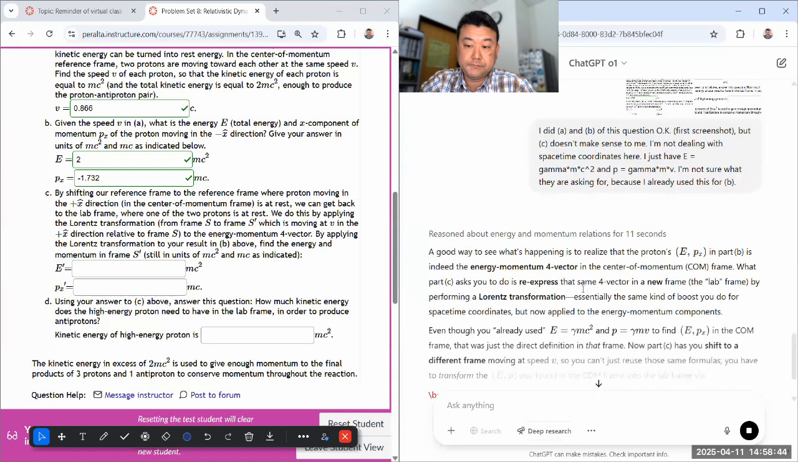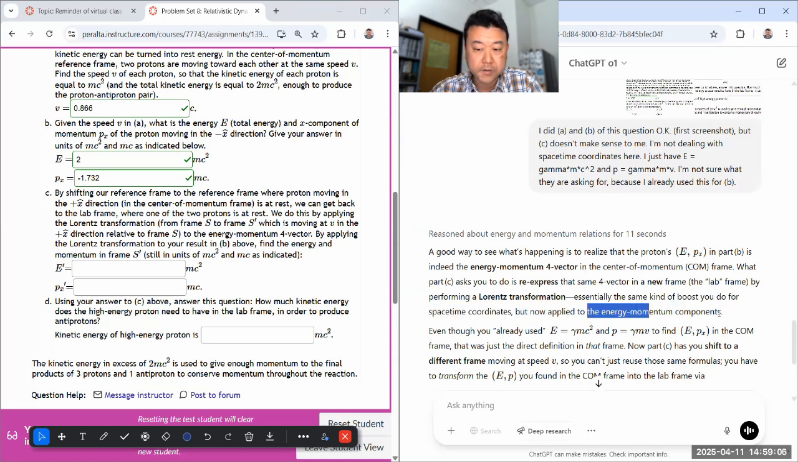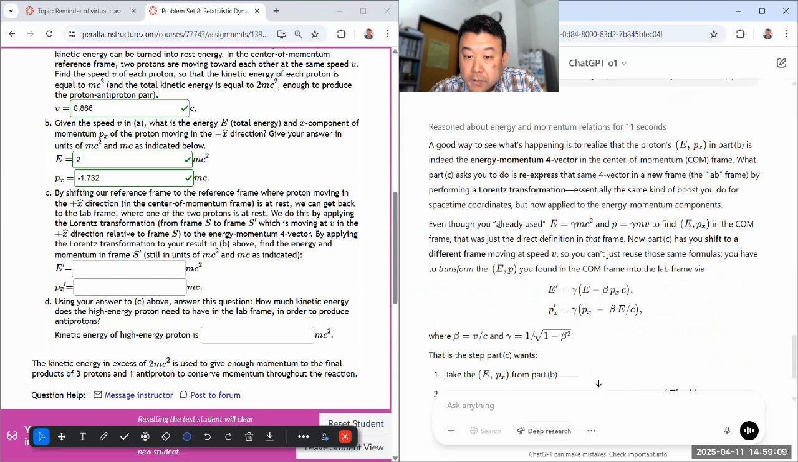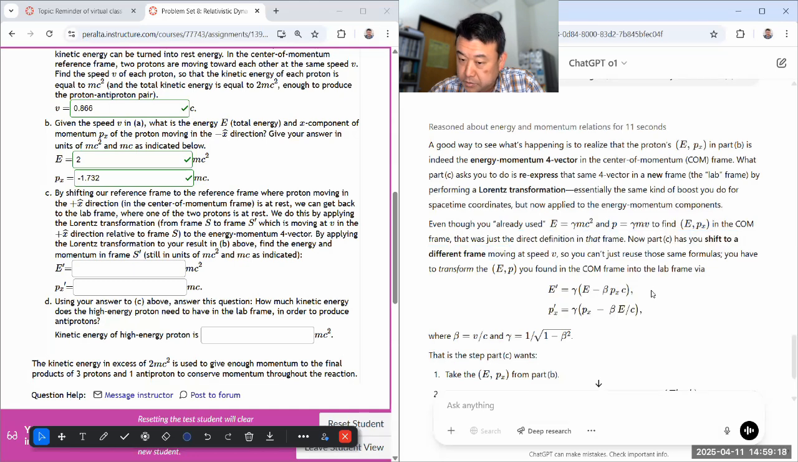Yeah, energy momentum, four vector. By the way, this would be a wrong unit. You've got to put them into the correct unit first if you are keeping c not equal to 1 unit. Yeah, exactly the same kind of transformation, but applied to this new vector. Now shift to a different frame. Yeah, that's the Lorentz transformation. Correct unit, I guess. Yeah, that's the energy unit.